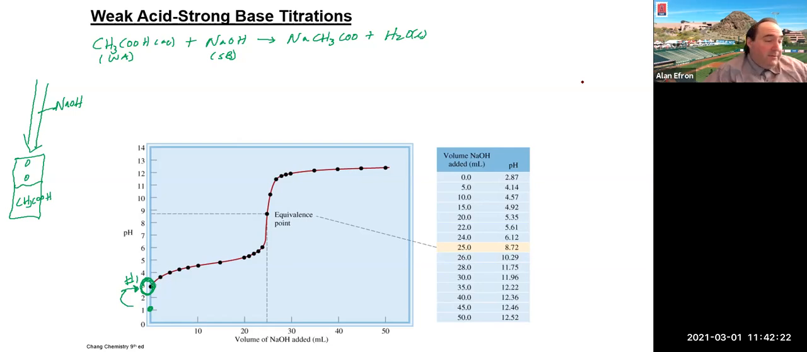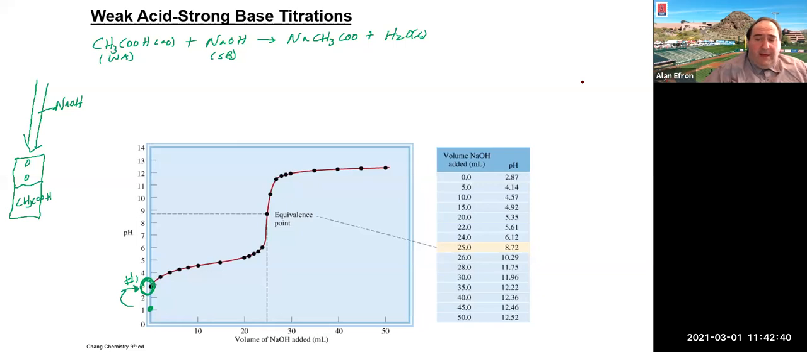Which means that the salt is basically a neutral salt. So we would expect the pH at the equivalence point of a strong acid, strong base, basically to be 7, which is why, again, it's sometimes referred to as an acid-base neutralization reaction. You're kind of left with water and a neutral salt at that point.